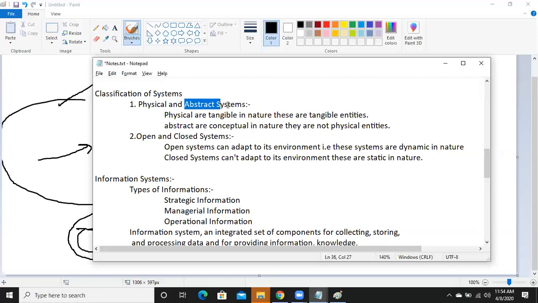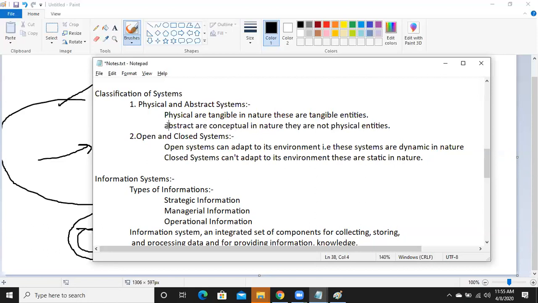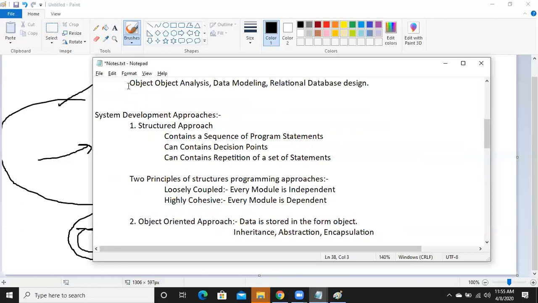And what is the meaning of abstract system? Abstract systems are those systems which are intangible in nature, which do not exist physically, but they are actually there. Now, if I talk about examples of abstract systems, they basically include all those flow structures, basically all those data flow diagrams.